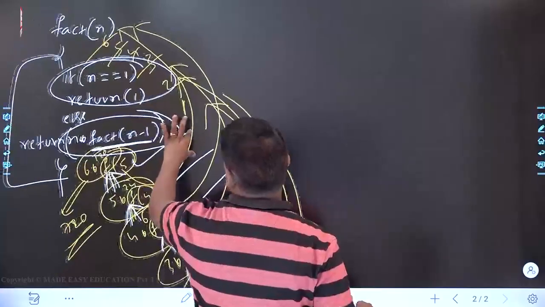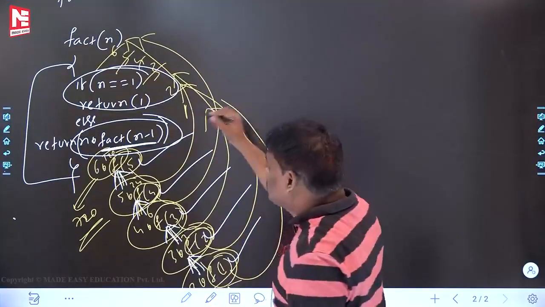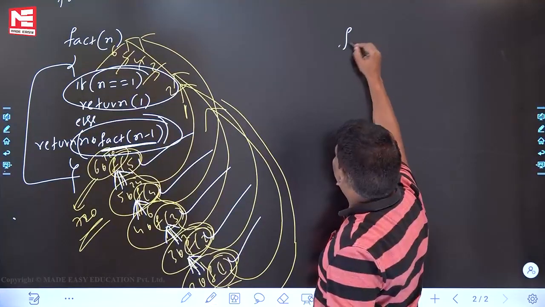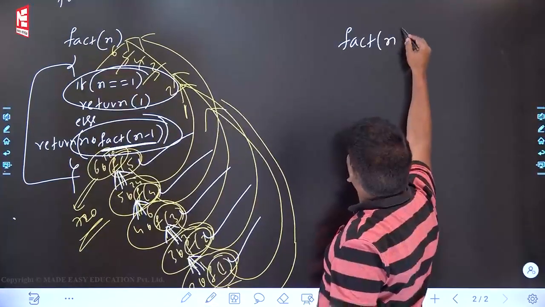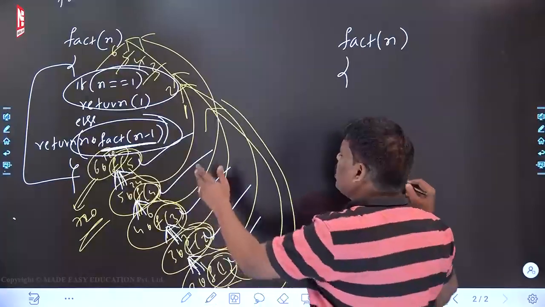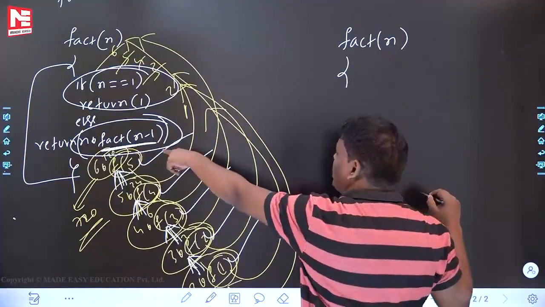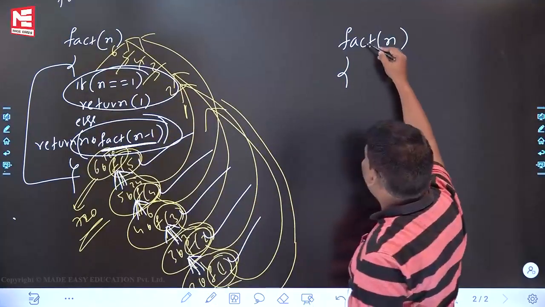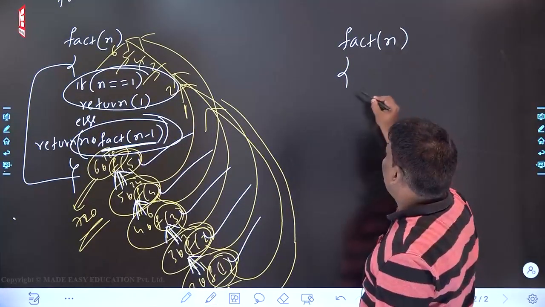So, this is the recursive program, everyone. Let me write the same thing in non-recursion. See this one? Fact of n, non-recursive program. A function calling itself is known as recursion. See, fact calling fact, that is called recursion. Here you don't call fact. See how you will do it. Fact of n.